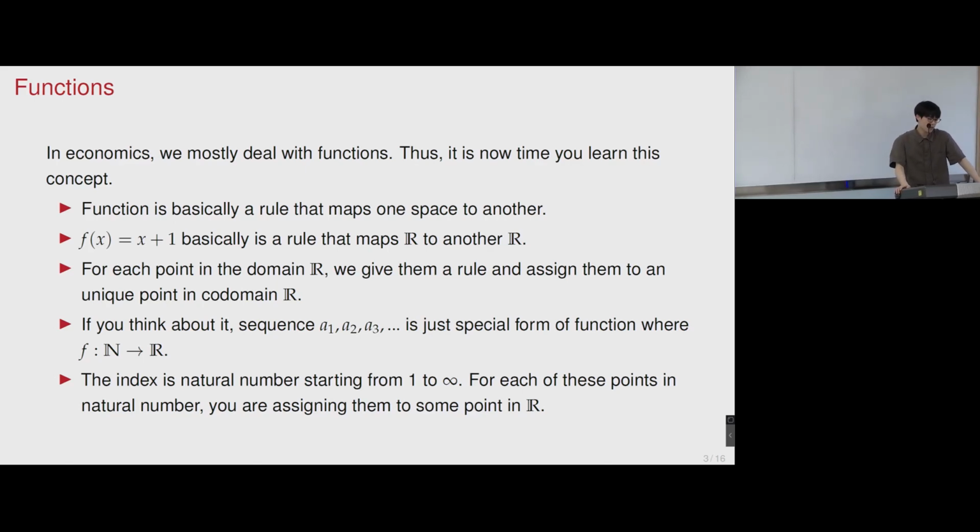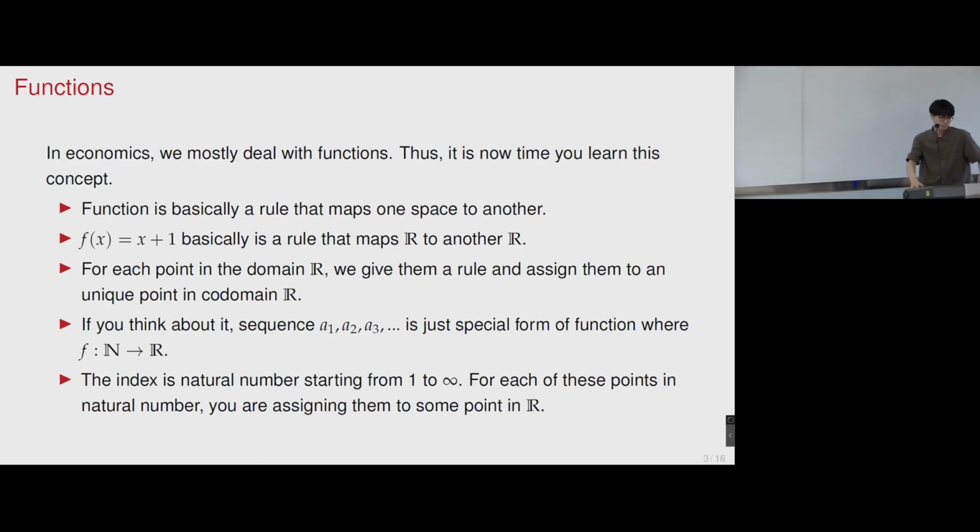For example, take the function x plus 1. It's a rule that maps R to another R, right? You put in a real number such as 1, and it gives you 2, which is also a real number. So it's a function that maps a real number to a real number in some new way, with new rules. For each point in the domain R, we're giving them some rule and assigning them to a unique point in a codomain R.